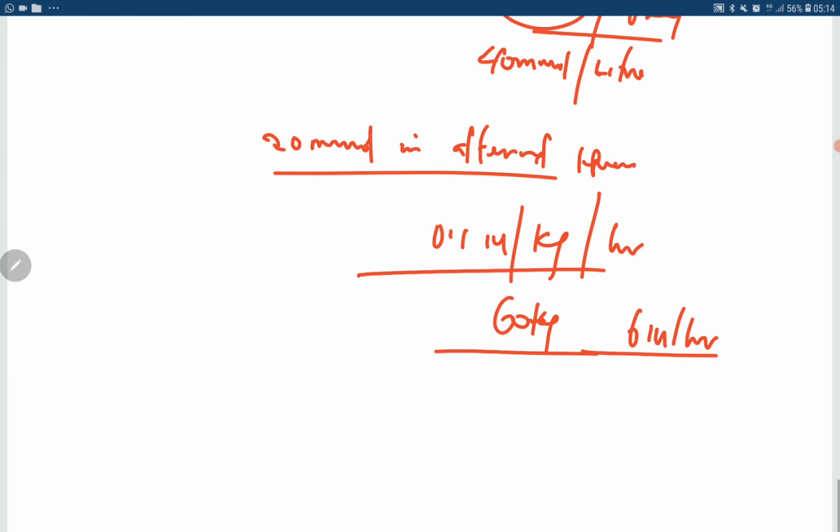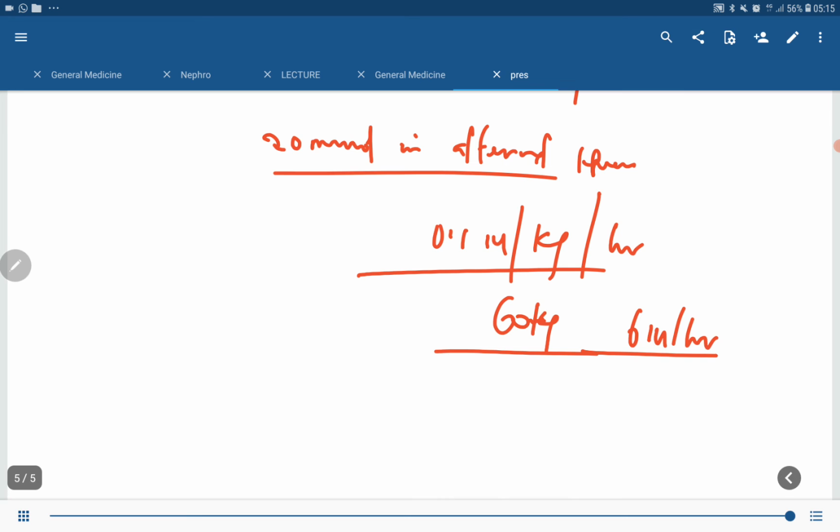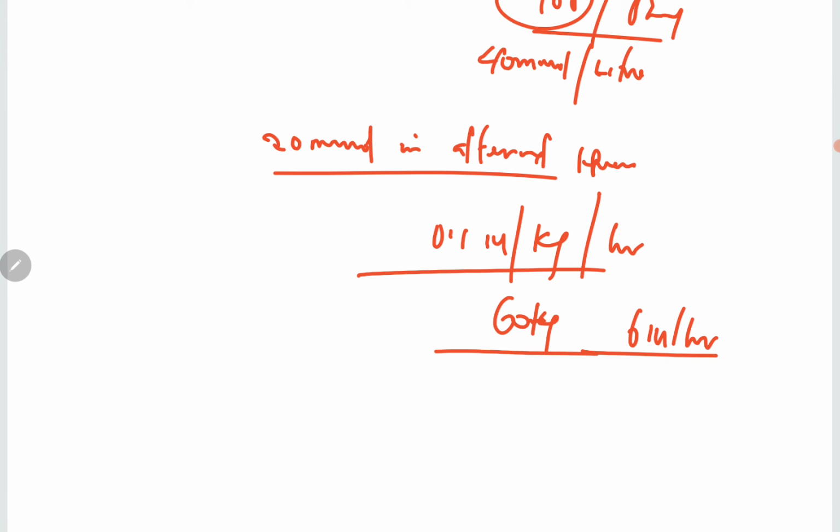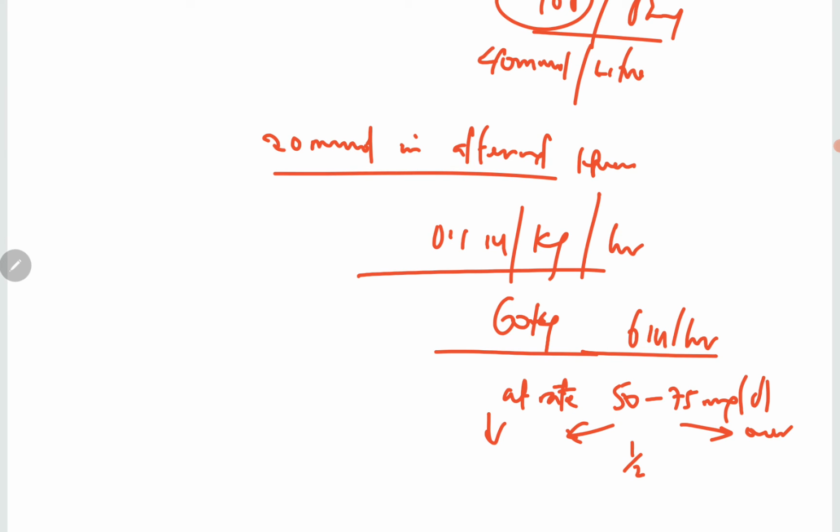And the target is usually to bring down the blood glucose at a rate of 50 to 75 milligram per dl per hour. So if it's less than 50, you are underdoing it. If it's greater than 75, you are overdoing it. And so usually you can adjust the dose if you are overdoing it.